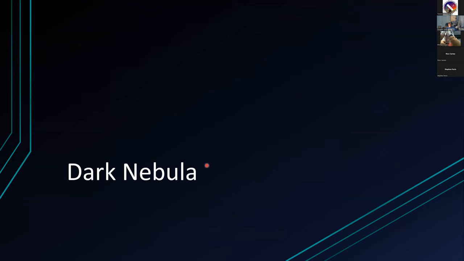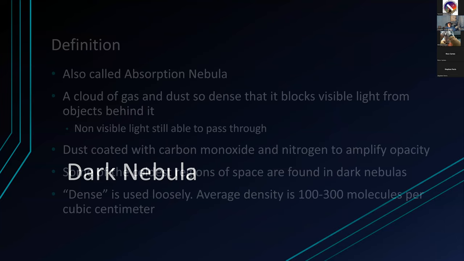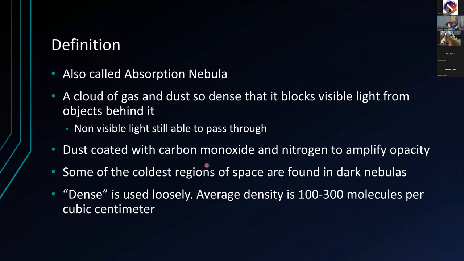So from there, we're moving on to dark nebulas. We've hit on them a couple of times already. These have an alternative name. They're often referred to as absorption nebulas, which gives you a hint about the main characteristic of these nebulas. They are very dense compared to reflection and emission nebulas. So dense that they're basically opaque objects and they don't allow light to pass through them.